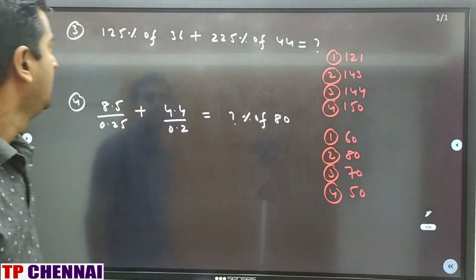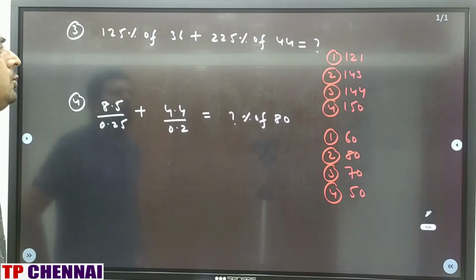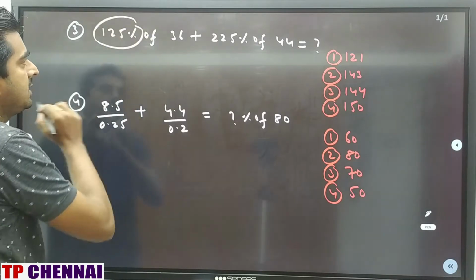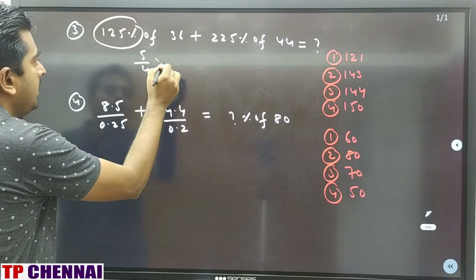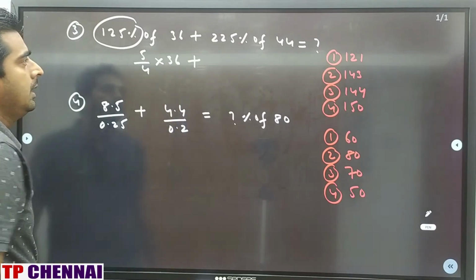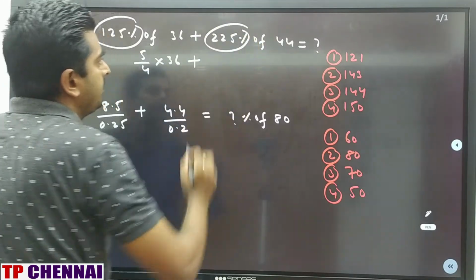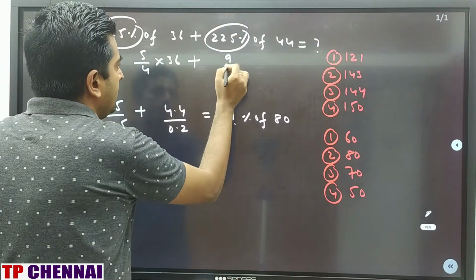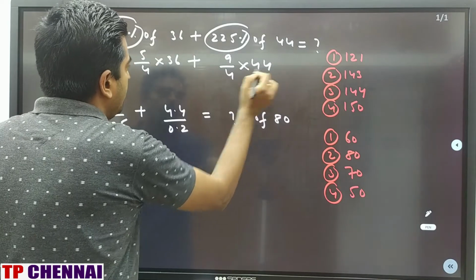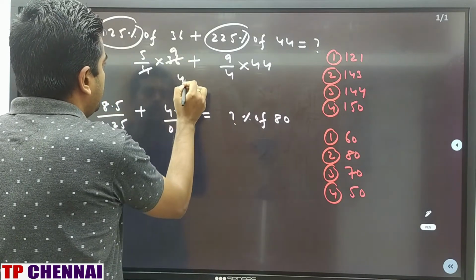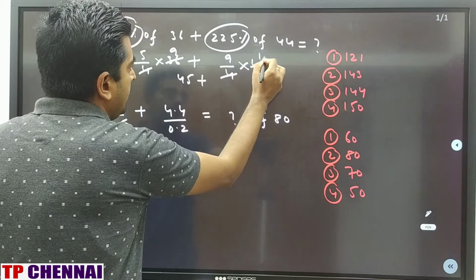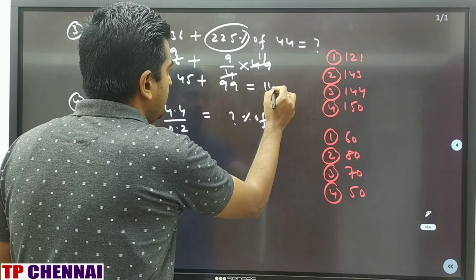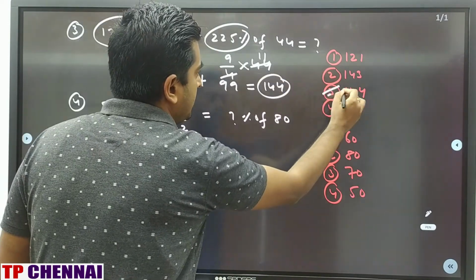Now we will see the third one. 125% of 36 plus 225% of 44 is equal to question mark. 125%, what is the fraction value? 5 by 4 into 36 plus 225%, what is the fraction value? 9 by 4 of 44. This is 9 times 45. This is 11 times 9, 99. 99 plus 45, what is the answer? 144, which is the third option.